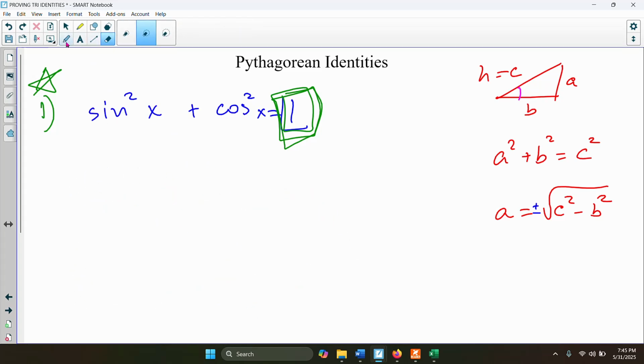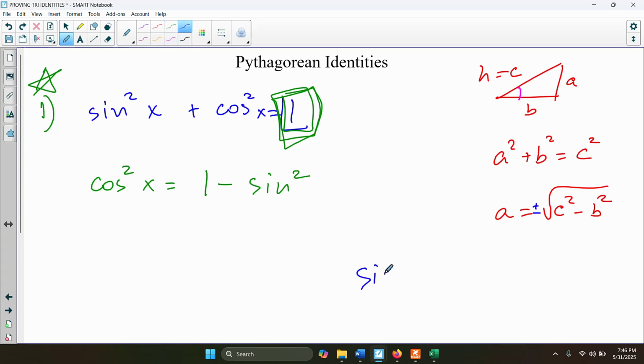But what's nice about this, besides the fact that it can lead to other identities, is that right from here, if I solve for one of the variables, let's say cosine squared, that's 1 minus sine squared. I just rearranged that. That's pretty important because there will be times when I want to convert everything to just sines or just cosines, and find some kind of simplification then.